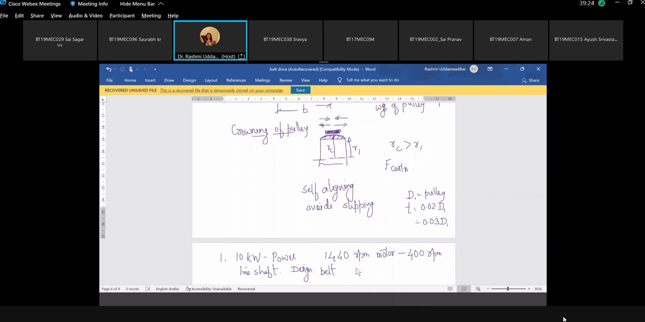Smaller the problem statement, more difficult it is to design. Why so? Why do you think it would be difficult to design? Yes, because minimum data is given and you have to assume a lot of data and you have to check for whatever you are assuming. More assumptions, yes.